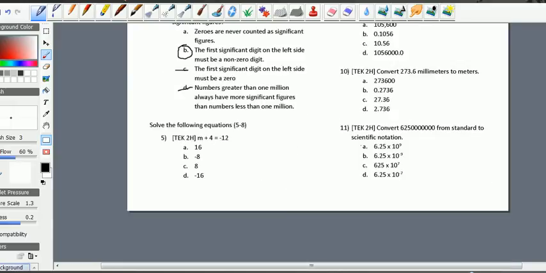This guy here, letters left, numbers right. Bring that 4 across the bridge. You have m equals -12, -4. So my answer should be -16.